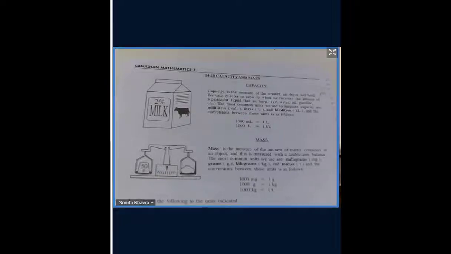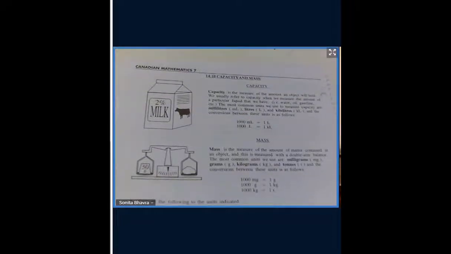Okay, so today for Math 7, we're looking at capacity and mass, and this is 14.10 in your modules. So that's where you will find it in your modules. So capacity refers to the amount an object will hold.